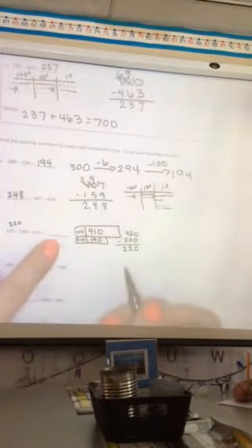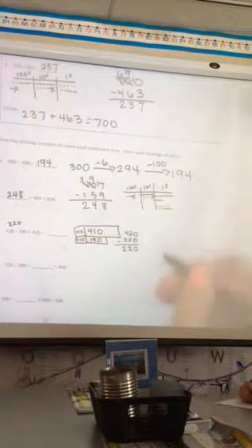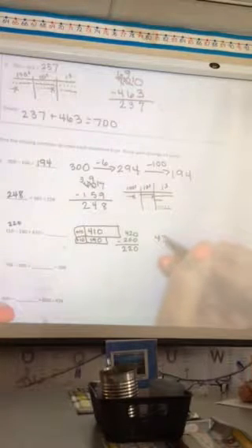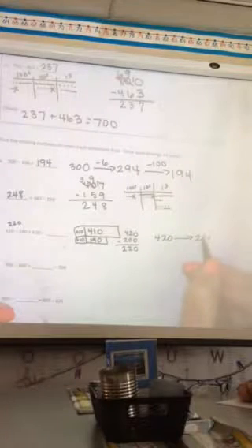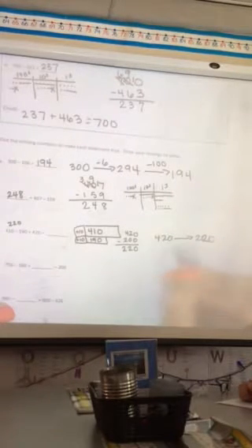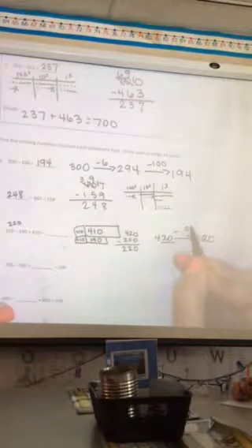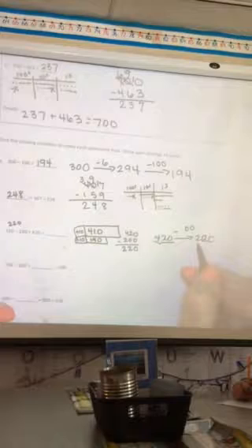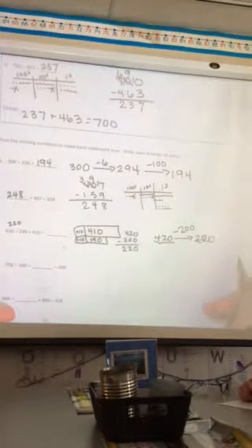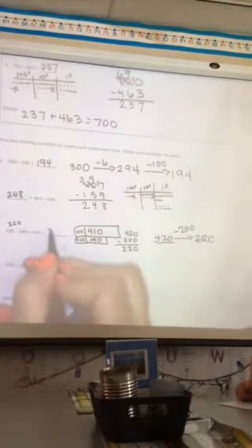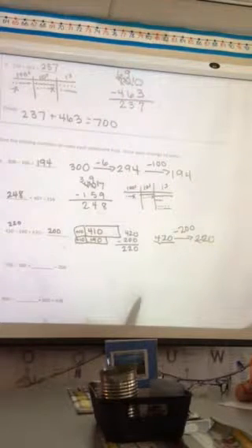So I need to make the other side of the equation 220 as well. And if I have 420, what do I need to take away to get 220? So I'm not going to subtract any 10s or 1s, so that's 0 and 0. But 400 minus 200 will give me 200. So 420 minus 200 is the same as 410 minus 190.